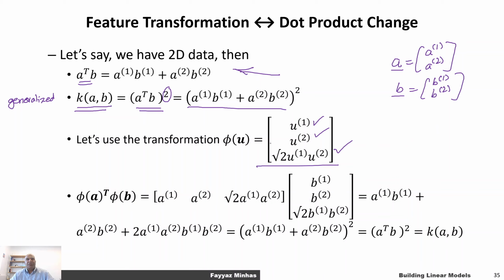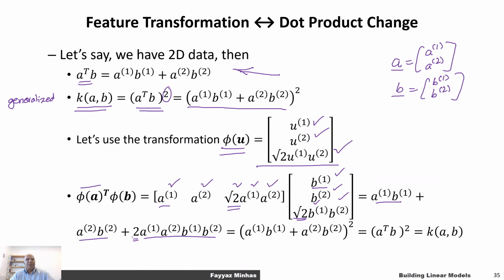Now, after the transformation, if I apply this transformation on point A, then I get A1, A2, square root of 2 A1 A2. And if I apply this transformation on B, then I get B1, B2, square root of 2 B1 B2, right? And if I take the dot product after the transformation, that comes out to be A1 B1, plus A2 B2, plus this square root of 2 gets multiplied with this square root of 2 and turns into a 2. And then we get A1 A2 B1 B2.